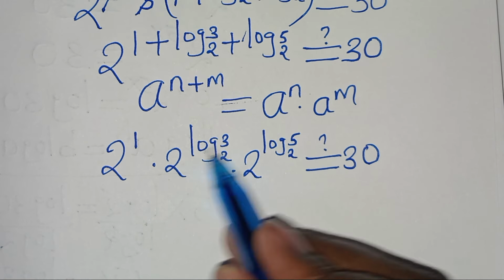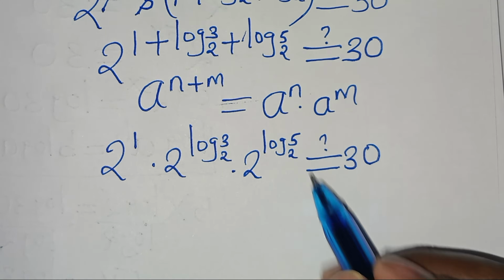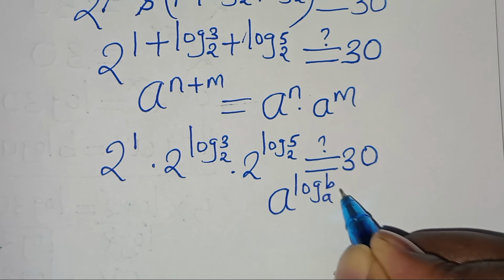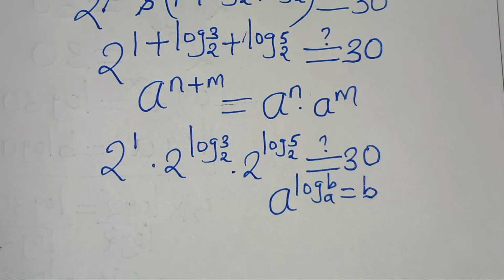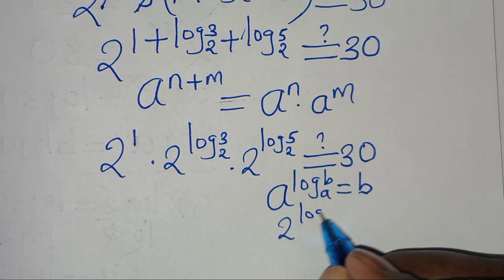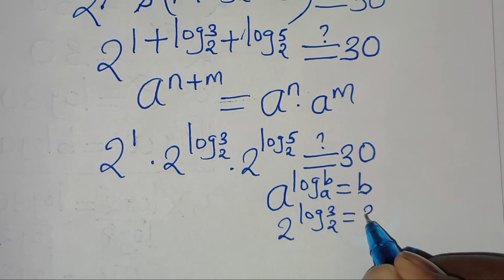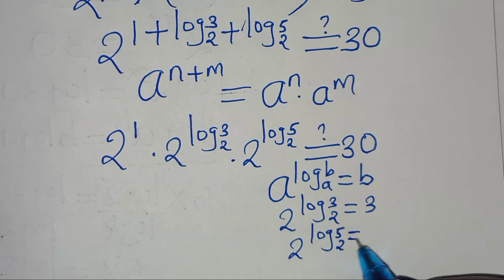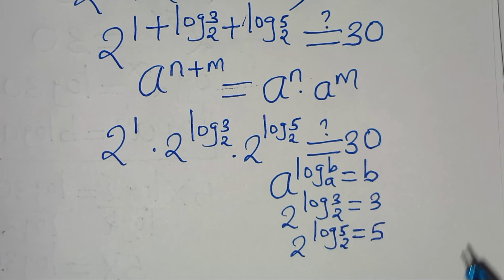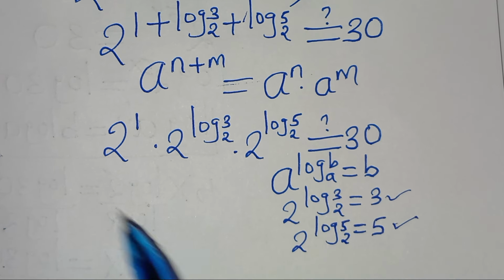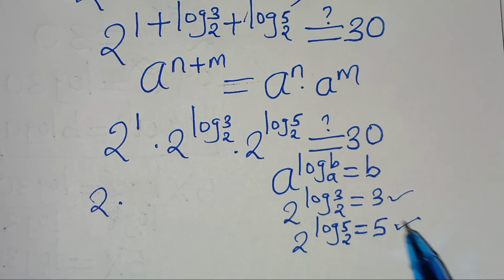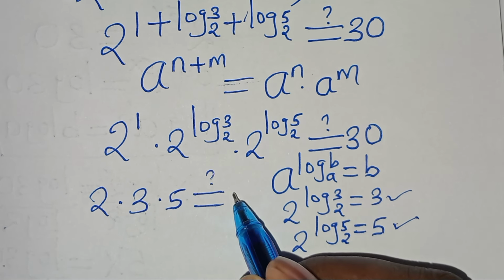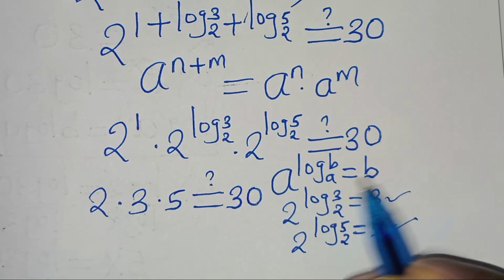Now, 2 to the power of log 3 to base 2 and 2 to the power of log 5 to base 2. This is in the form of a to the power of log b to base a, which is supposed to give us a value of b. So this means that 2 to the power of log 3 to base 2 is equal to 3, and 2 to the power of log 5 to base 2 is equal to 5. So let's substitute 3 and 5 so that we have 2 multiplied by 3 multiplied by 5. This is supposed to give us a value of 30.